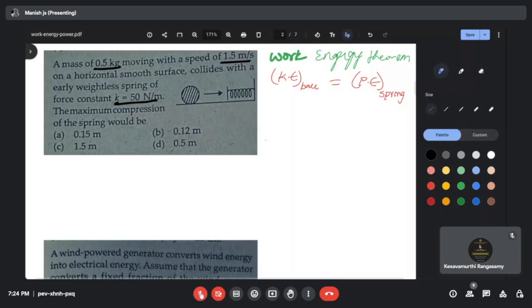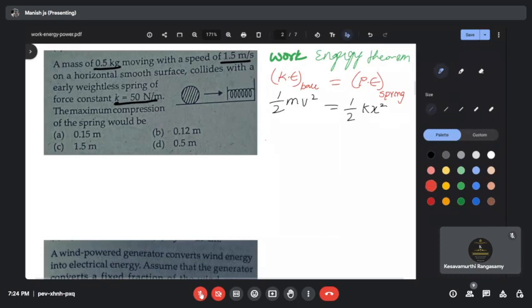Sir, half into m into v square. Very good. Half mv squared. So half mv square is equal to elastic potential energy. What is the formula for elastic potential energy? In terms of the spring constant K, it is half kx square. Okay. This is the elastic potential energy of the spring.